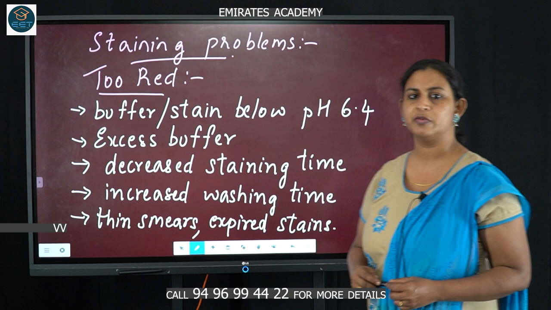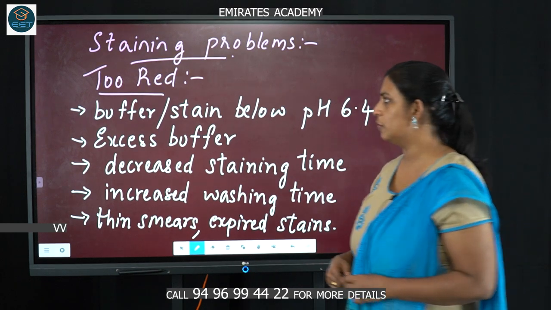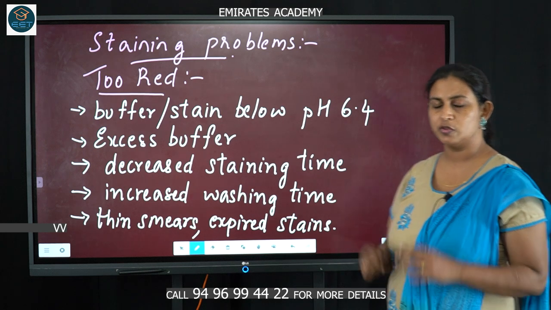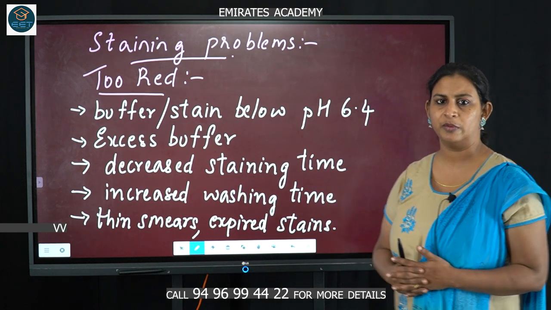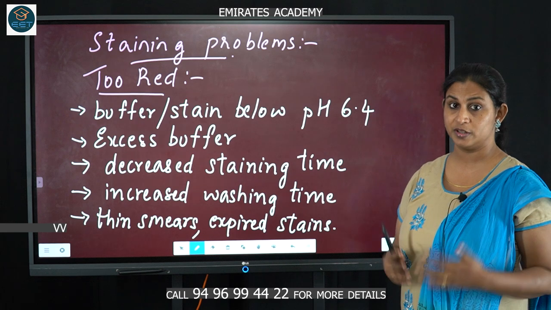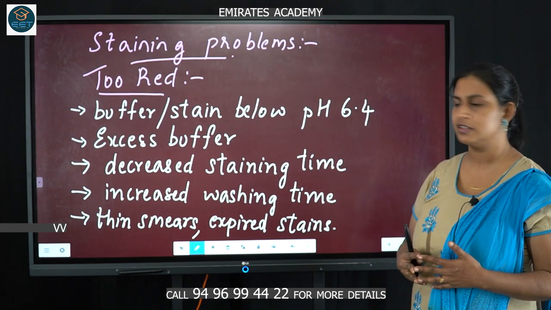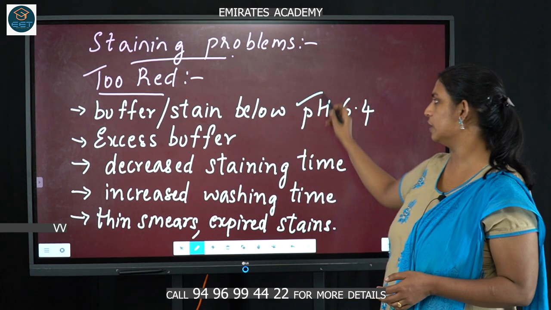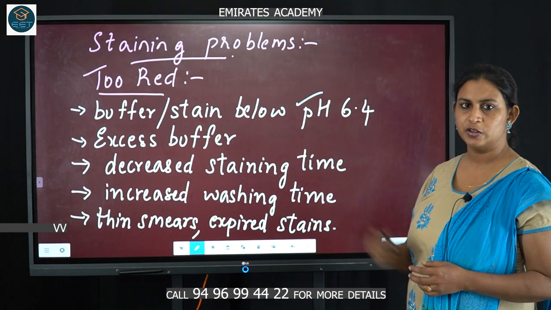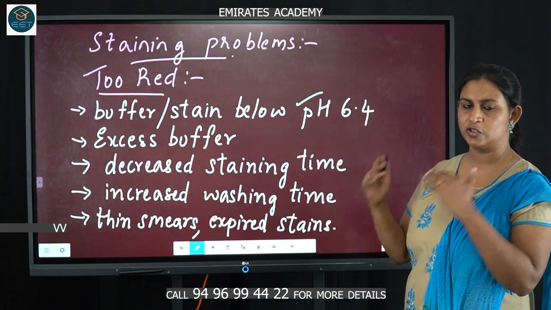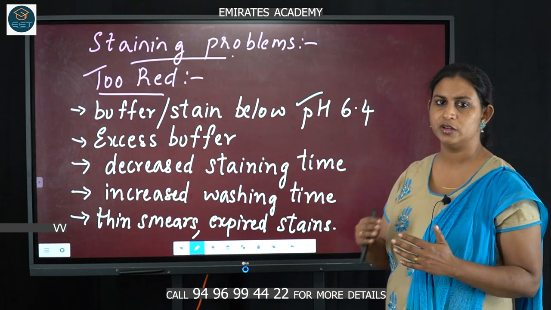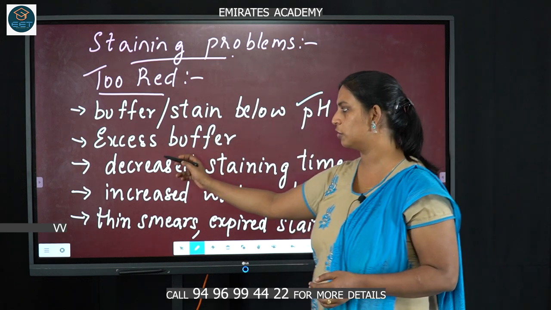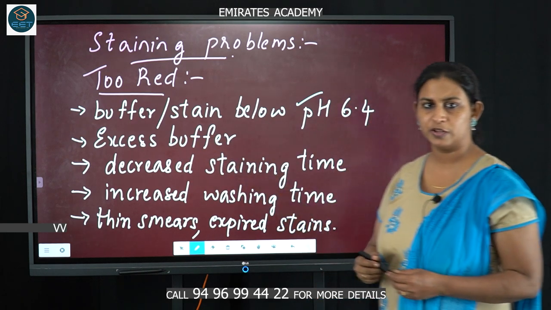Let's look into some of the staining problems. Suppose too much red color is seen while viewing under the microscope. What could be the reasons? It could be because the buffer or the stain has a pH below 6.4, so it is below the neutral range. Or it could be because excess buffer was used.